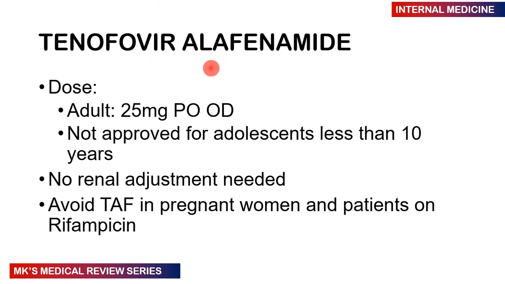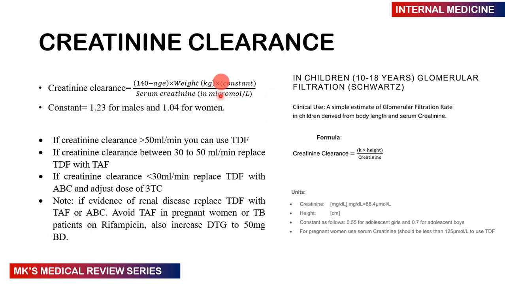Then there's tenofovir alafenamide, which you can use for those patients that are in renal insufficiency, especially if they have a creatinine clearance that's between 30 to 50. So our dose in adults is 25 milligrams orally once a day, and it's not approved to be used in adolescents less than 10 years. There's no renal adjustment that is needed for this drug, but generally you also want to avoid it in pregnant women. You want to avoid it in patients that are on rifampicin.